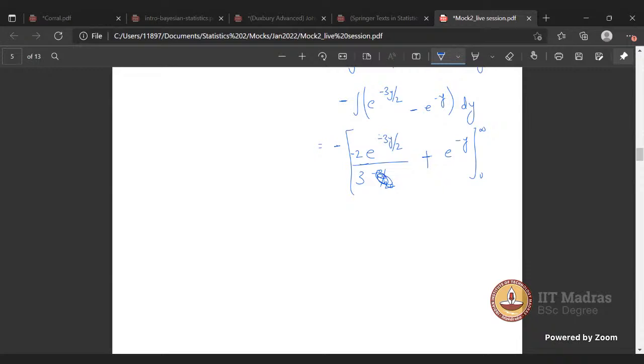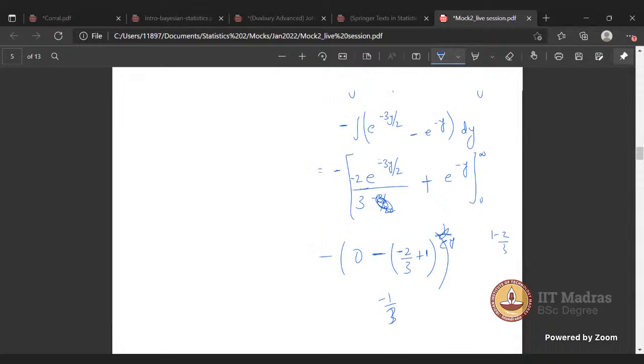E to the power minus infinity is going to be 0, so this term will get cancelled out. Again, 1 by e to the power y with y going to infinity is 0, so this term will be 0. So minus 0 minus, now you put in place of y 0, so you will get e to the power 0 as 1. So you will get minus 2 by 3 plus 1. So 1 minus 2 by 3 is 1 by 3. Correct? Correct. So minus 1 by 3 and plus 1. So what is the answer?